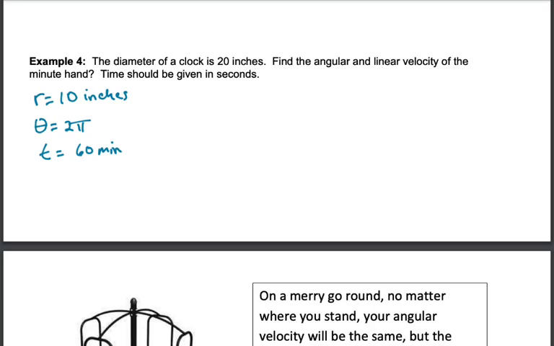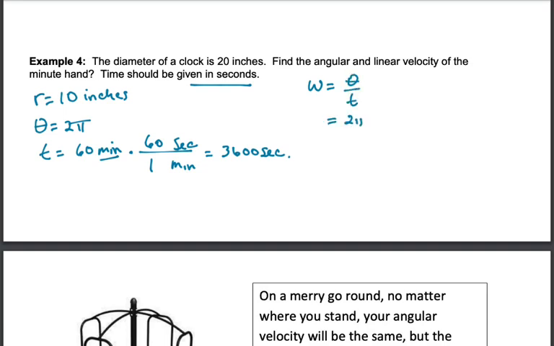It says here the time should be given in seconds. So I need to convert minutes to seconds. Well, if I need to get rid of the minutes and make it seconds, I know that we have 60 seconds in 1 minute. So that's the same thing as 3,600 seconds. If I want to find my angular velocity first, that's going to be theta divided by time. Theta is 2 pi, that's 1 full circle, and that happens in 3600 seconds. So when you simplify that, you get pi over 1800 radians per second.